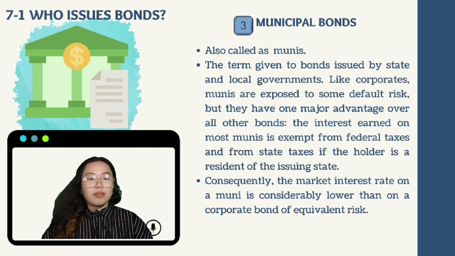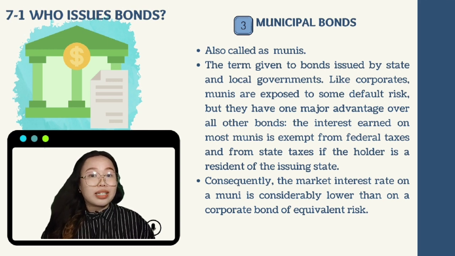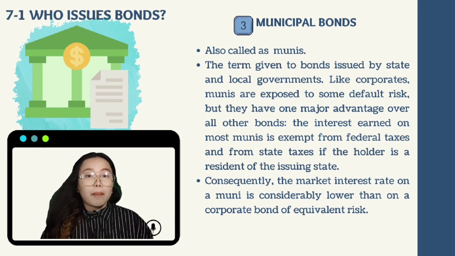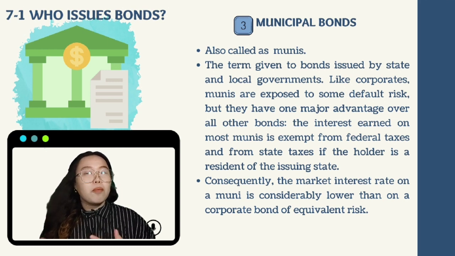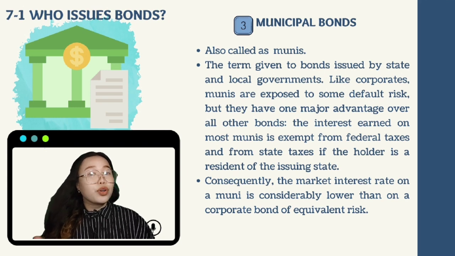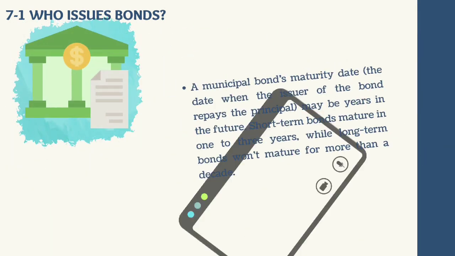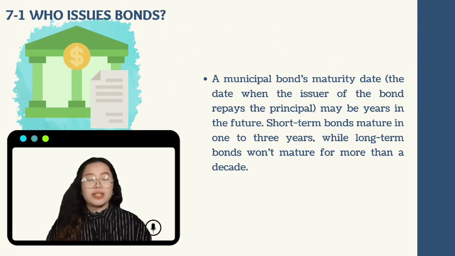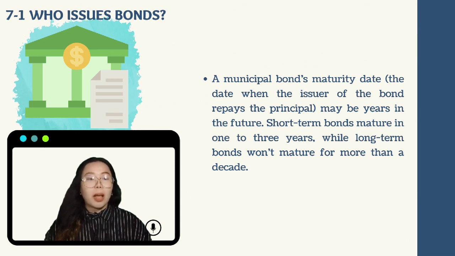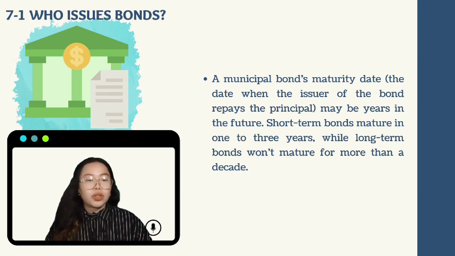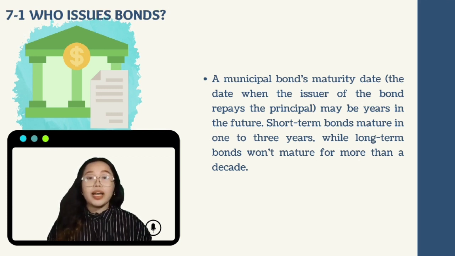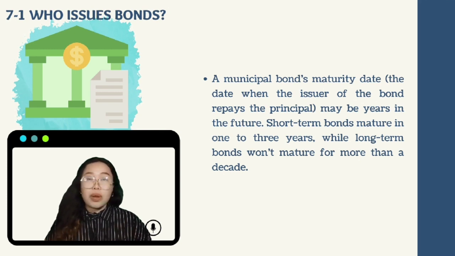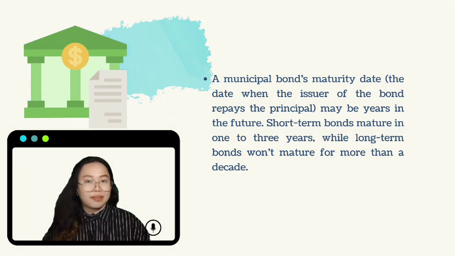So it means that municipal bonds have a lower risk than other kinds of bonds because the interest is mostly exempt from federal taxes, or the government taxes itself. A municipal bond's maturity date, which is the date when the issuer of the bond repays the principal, may be years in the future. Short-term bonds mature in 1 to 3 years, while long-term bonds won't mature for more than a decade. So it means that the usual municipal bond is not less than 3 years and not more than a decade. Here we have a simple example of a municipal bond.